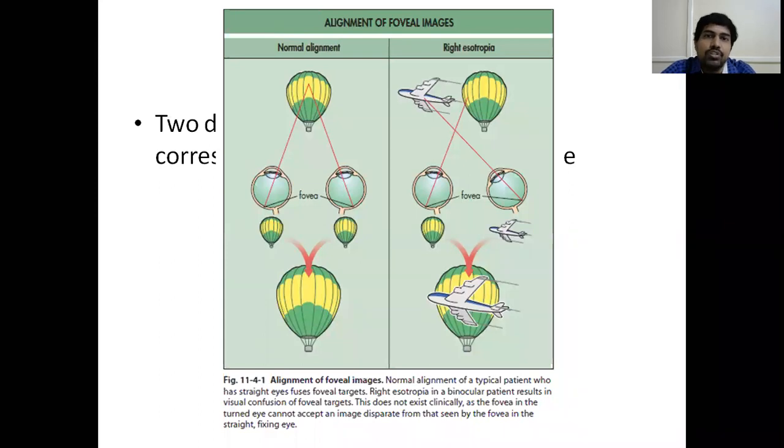Practically, confusion is very rare. Confusion we can only artificially introduce. That is, there is a machine called the synoptophore in which we can make two dissimilar images fall on the corresponding points of the retina. Usually if there is a squint, this fovea corresponds to some other point here. So the image of this parachute falls somewhere here, where I'm pointing my mouse cursor.